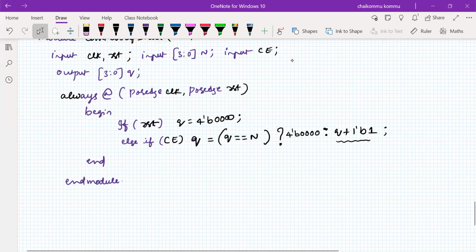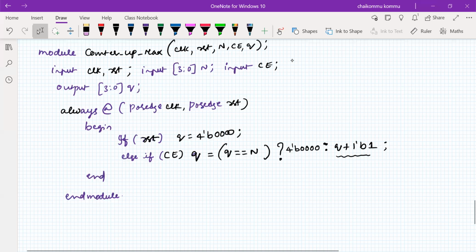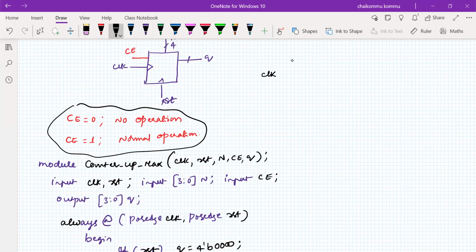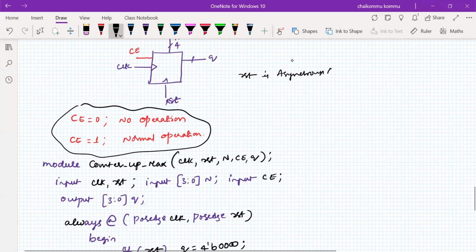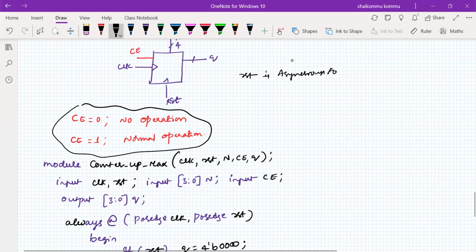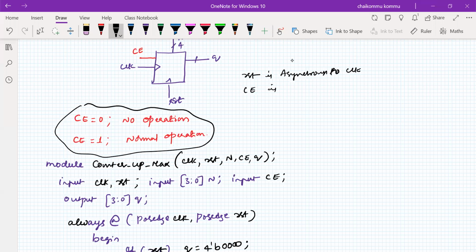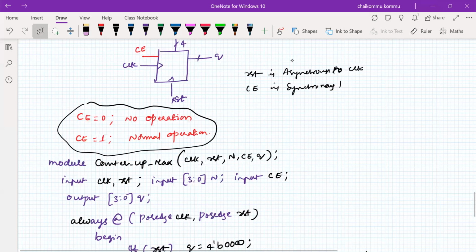But the original requirement is, when there is a clock signal, of course RST is also there. RST is actually, see, I will write here. From this point of view, RST is asynchronous to the clock signal, whereas CE is synchronous to the clock signal. Okay, so meaning, if RST is there, the operation happens immediately; if RST is not there, the clock comes.